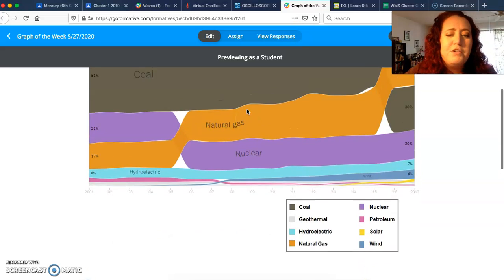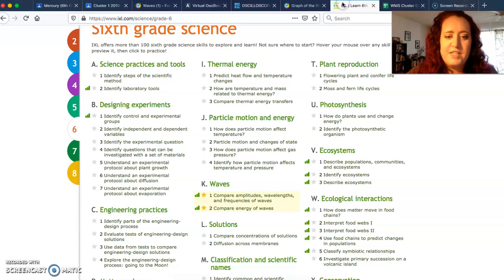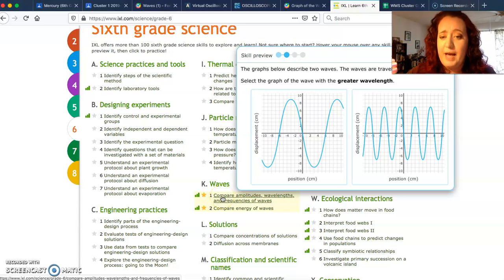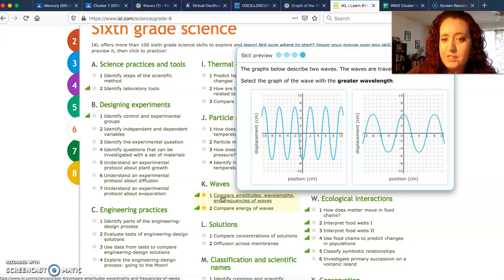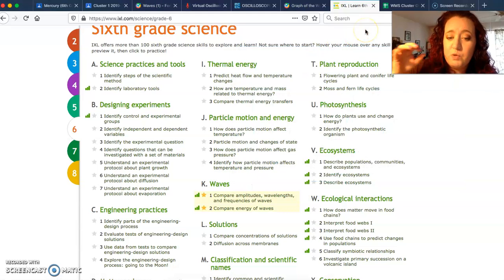Graph of the week, you know the drill. This is for Wednesday. And then Thursday, IXL, it's Waves 1, which is just going to help you practice those vocabulary words of wavelength and frequency and amplitude and compare different types of waves that way. We'll be talking more about this in office hours.